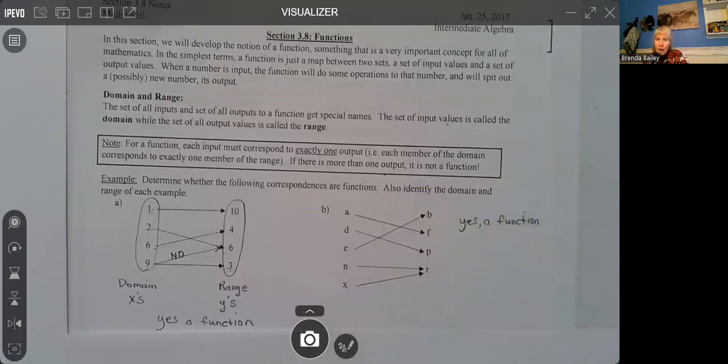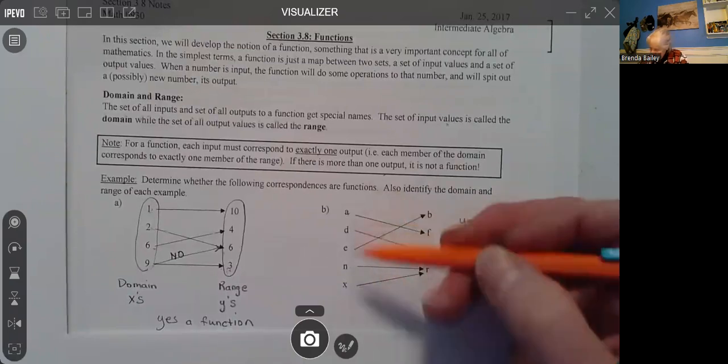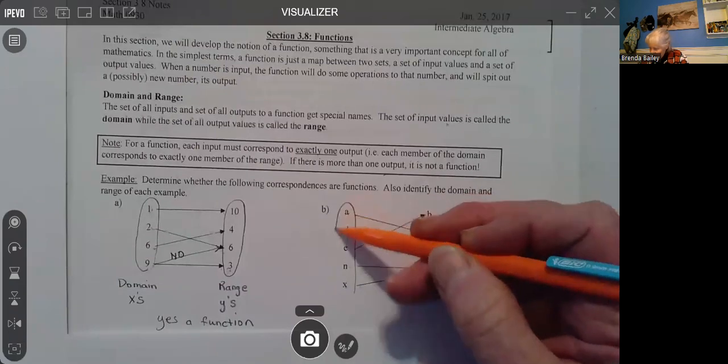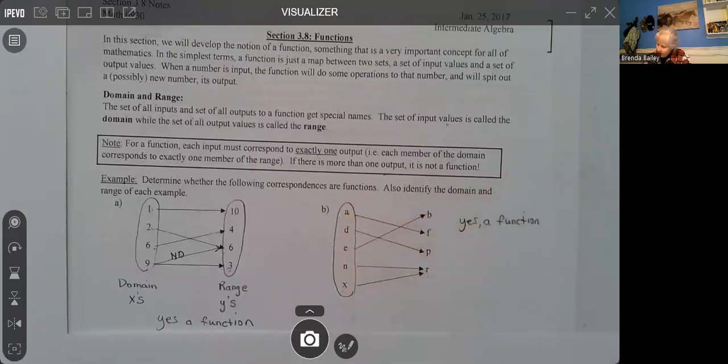Now we're going to look at what is the domain and what is the range. The domain is what goes in. So I'm just going to kind of circle it here. And I'm going to put domain. When you're in Pearson, if it asks you for the domain, you'll have to list it. A, D, E, N, and X. And sometimes, oh, sorry about that. I need to get rid of those. Okay.